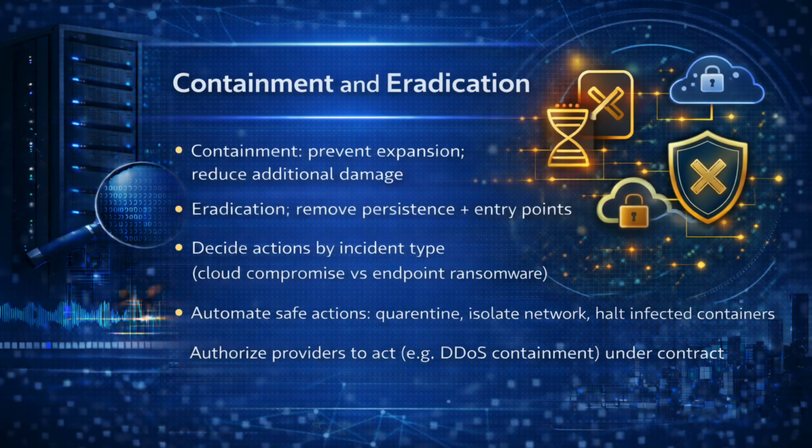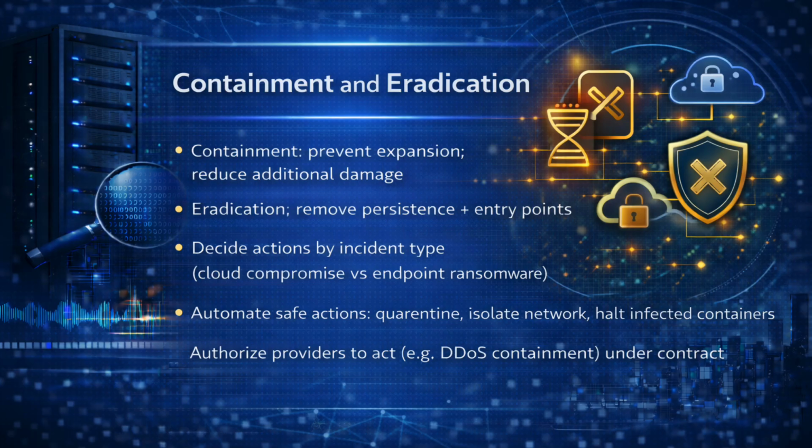Containment stops expansion. Think, stop the bleeding. Eradication removes the footholds and entry points, like persistence mechanisms, breached accounts, malware, and exploited vulnerabilities. NIST recommends having criteria and procedures to choose containment and eradication actions based on incident type, and it even calls out examples like cloud services compromise versus endpoint ransomware.